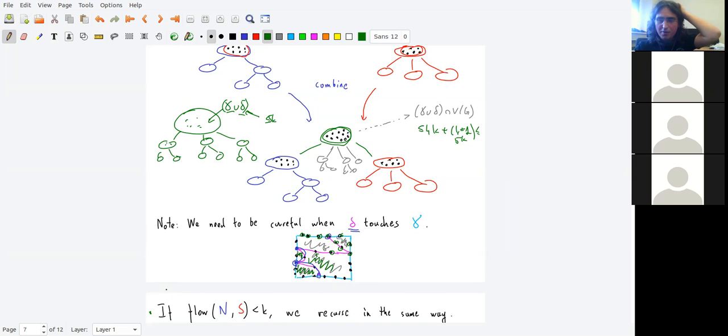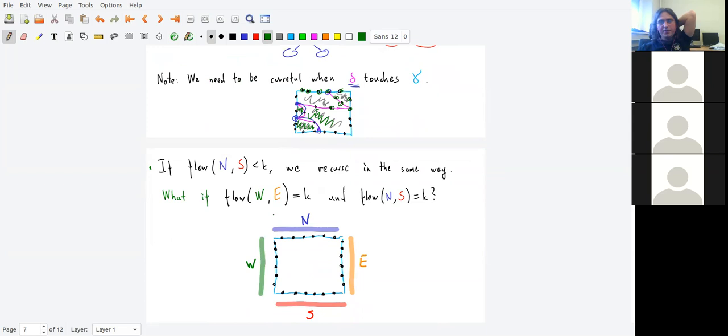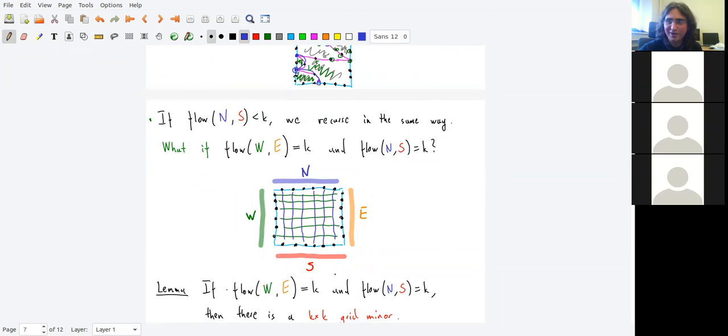So now we are left with the case: what happens if I have both an east-west flow of size k and a north-south flow of size k? Okay, so let's draw it. I've got horizontal paths from east to west, k of them, like that. And I've got also paths going from north to south, looking like that. So the picture suggests that we are on a good track, right? This should be sort of a grid minor already.